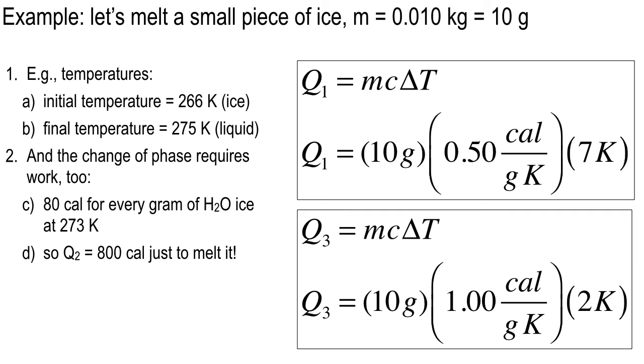That's just, Molly, that's just to melt it. You're not going up or down. You're at 273. In the strategy diagram, that's the long horizontal line segment. And it happens to be the biggest number in this example. So 800. Now we can figure out the total energy budget.